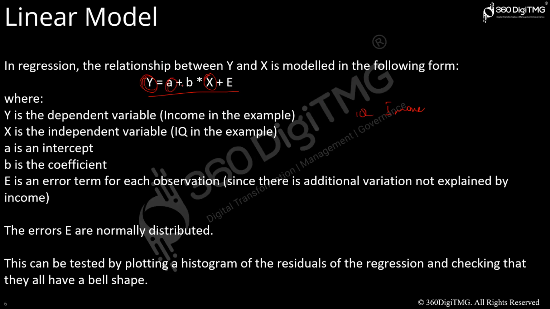And a is the intercept, b is a coefficient, and e is an error term for each observation. So here the errors e are normally distributed. How can you test this? It is by plotting a histogram of the residuals of the regression and checking that they all have a bell shape.